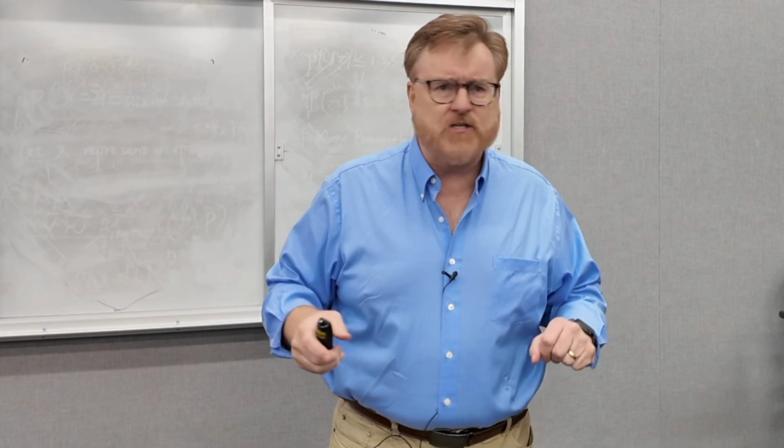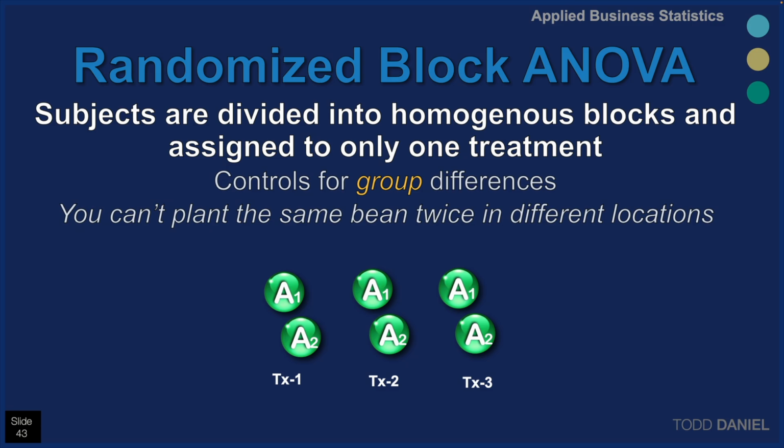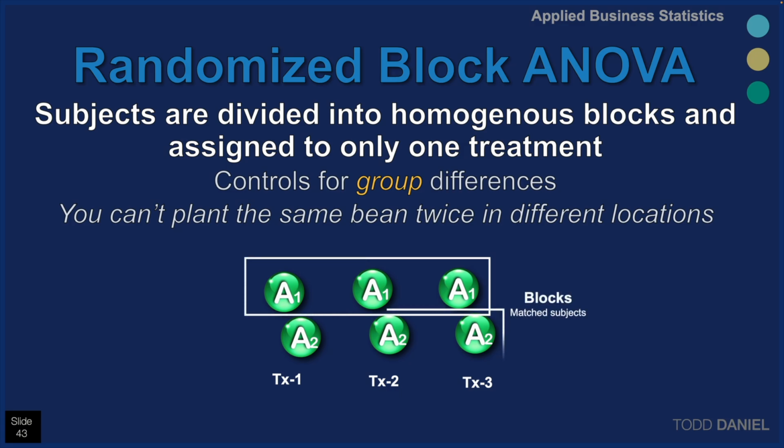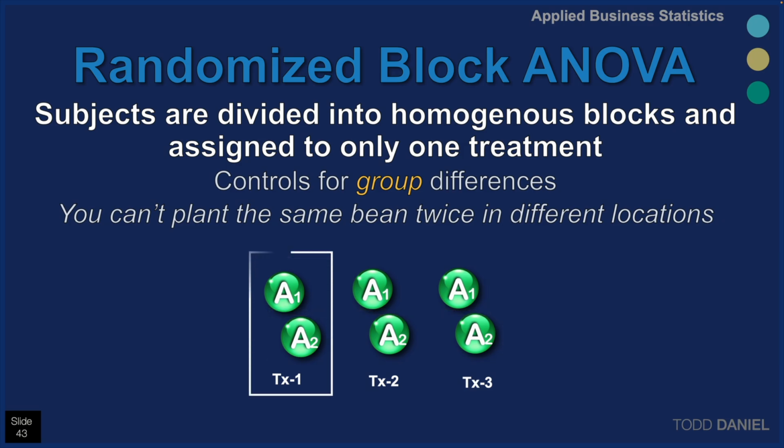So here's a simplified version of how those blocks would look. All of the beans that I've chosen from plant number 1, so I'll call that A1, in each of my blocks, I'm going to plant an A1. And in each block, I'm going to plant from the second plant A2, 3, 4, 5, and 6.